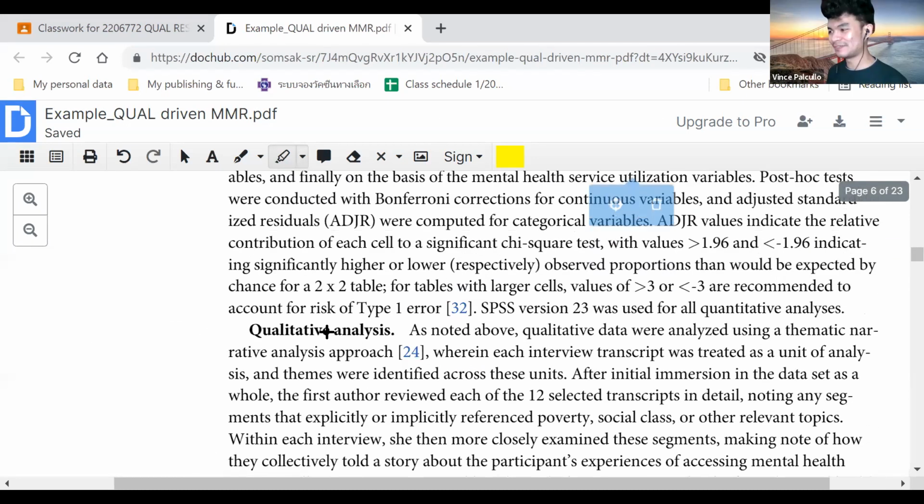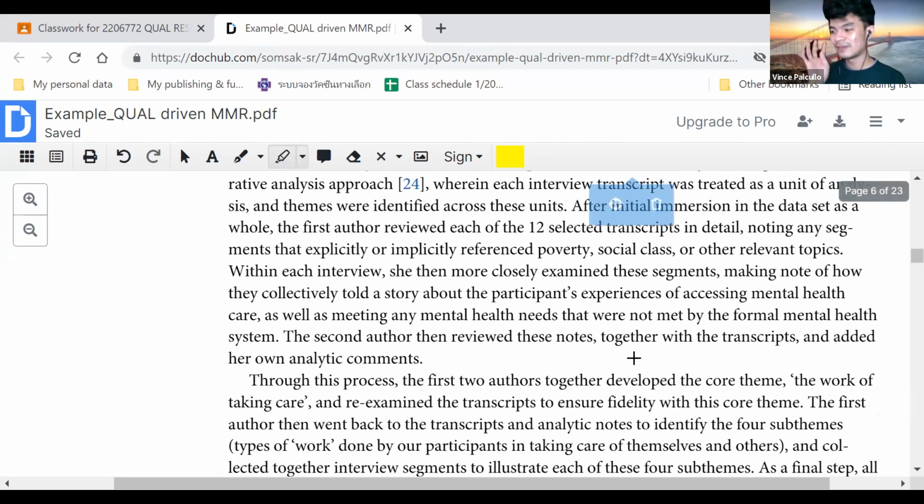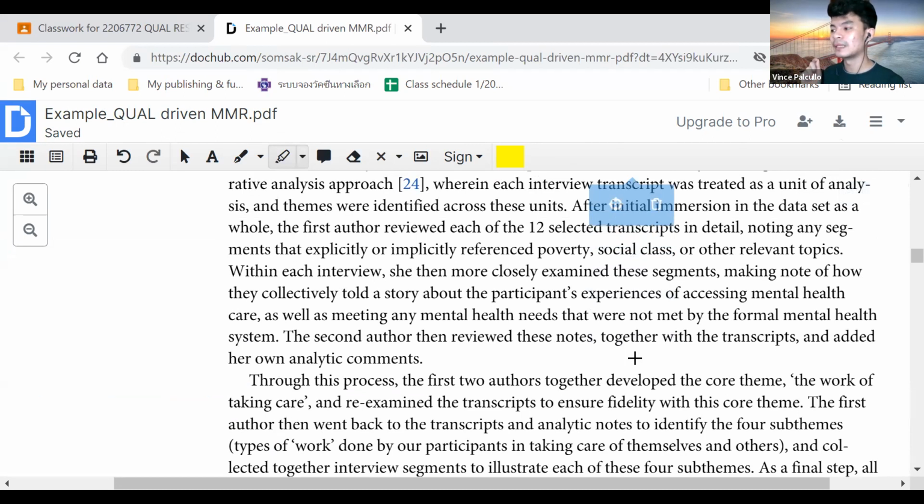Okay, for the quantitative analysis, they have constructed four mutually exclusive groups on the basis of participant categorization as LGBT versus, basically, four groups. In the qualitative approach, they used the interview transcript as the unit of analysis. In the quantitative analysis they grouped the data into four and used those groupings to interpret the data. In the qualitative analysis, instead of grouping into four, they used the transcript as the unit of analysis in their thematic analysis.